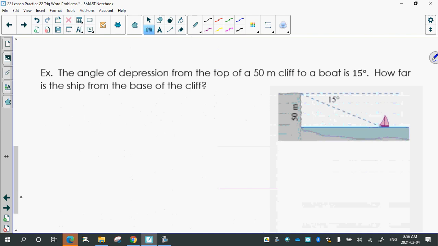So here's our first example. The angle of depression from the top of a 50-meter cliff to a boat is 15 degrees. They give you a diagram, so that's nice. How far is the ship from the base of the cliff? So in my opinion, we're going to have to assume that's 90. Okay? And they want to know this distance.